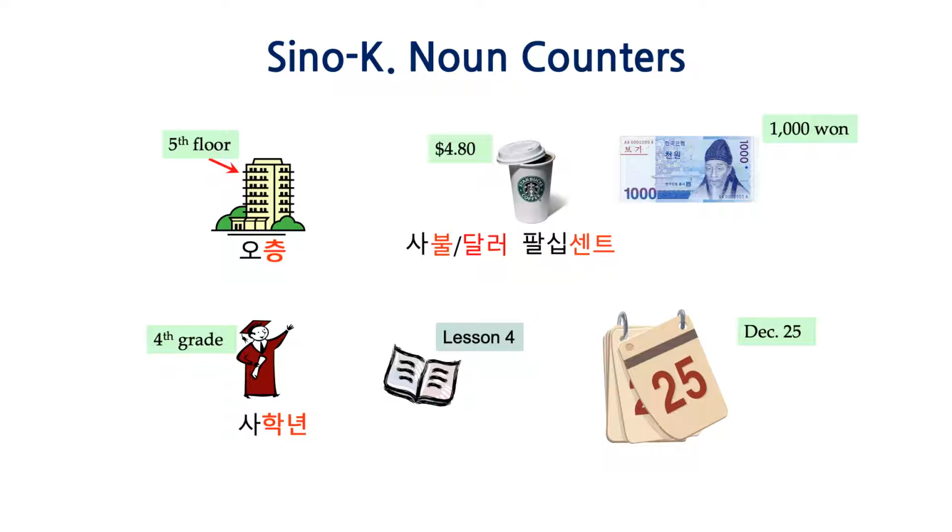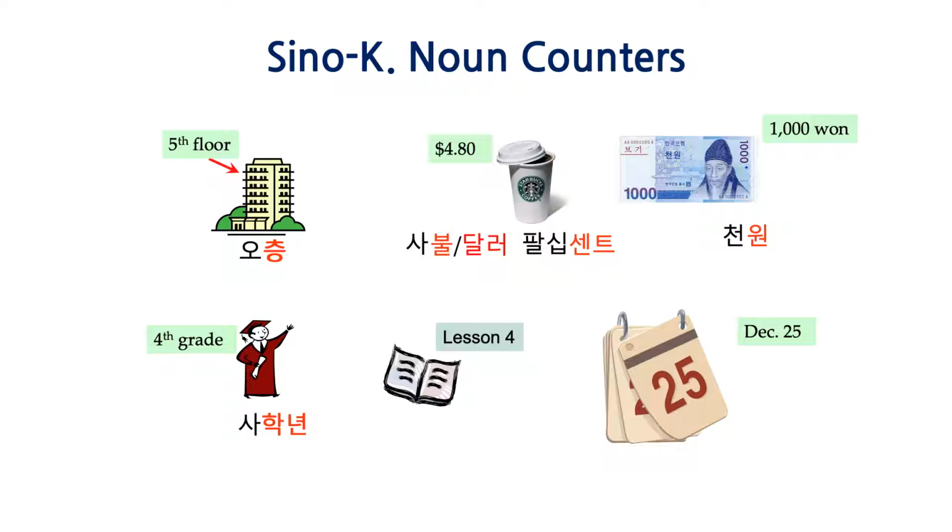And here's the Korean bill. It's 1,000 won. Won is the Korean currency, right? So we say 1,000 won. Do you remember that units? 10, 100, 1000, 만. You have to remember those.